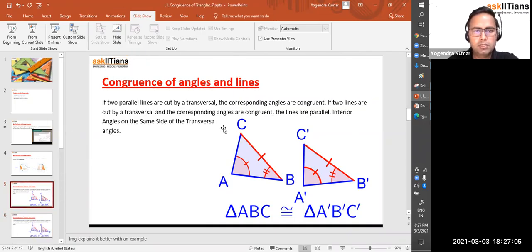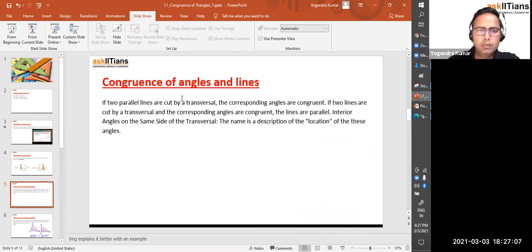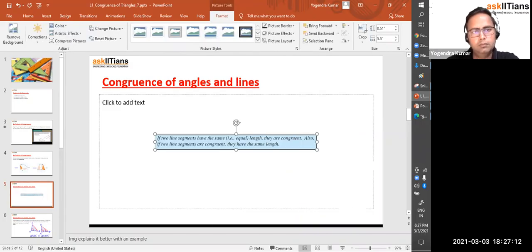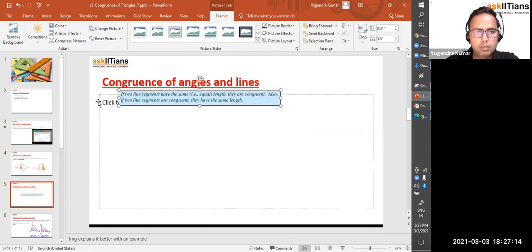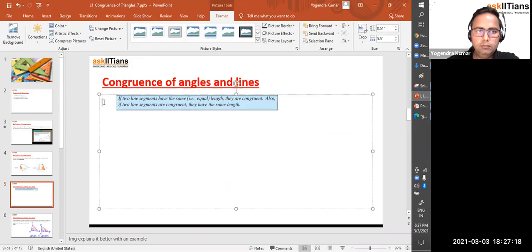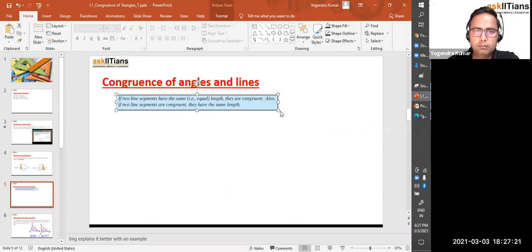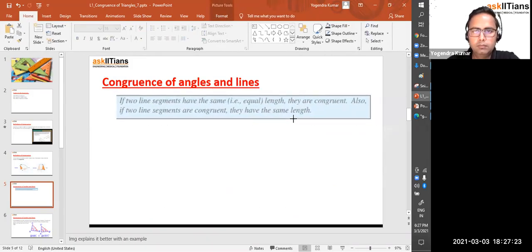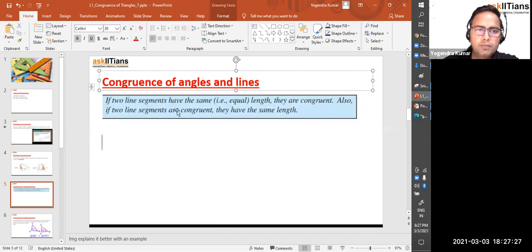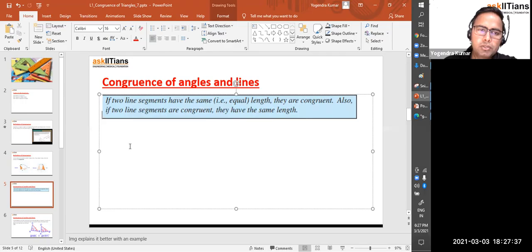Okay, let me put this thing here in the notes. Yes, this is what you need to remember. So if two line segments have the same length, then they are congruent. Also, if two line segments are congruent, they have equal length, right? The converse is also true, right?